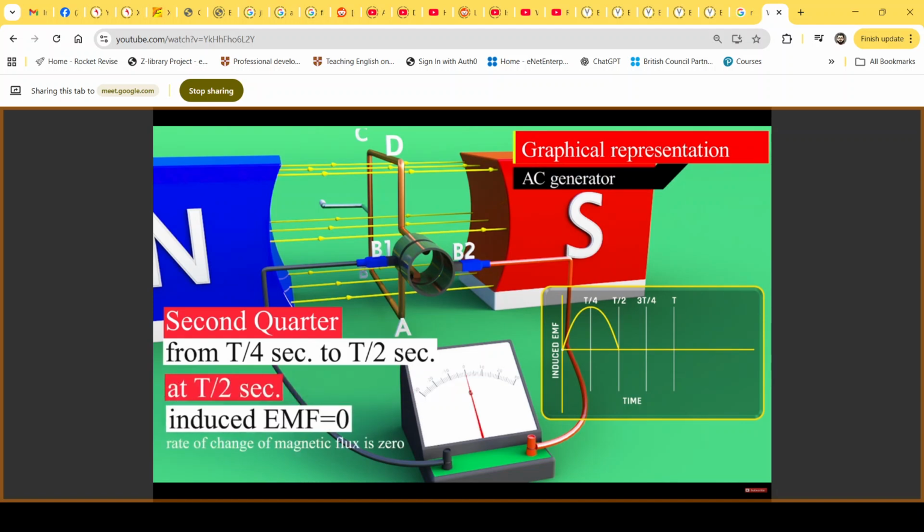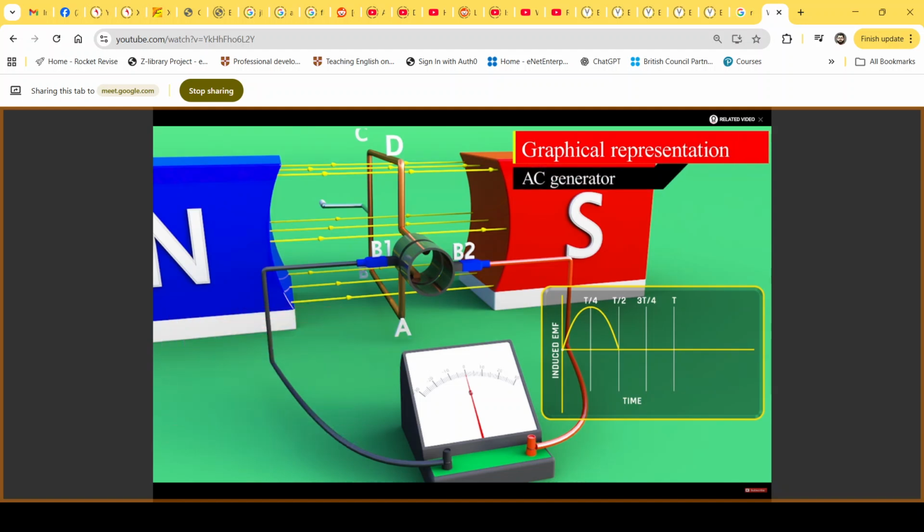In t over 2 seconds, the armature is again in vertical position. Part of armature AB is down and part CD is up. Part of armature AB and part CD move parallel to the magnetic field at that moment. Also at that moment, the rate of change of magnetic flux is 0. Therefore, induced EMF is 0.